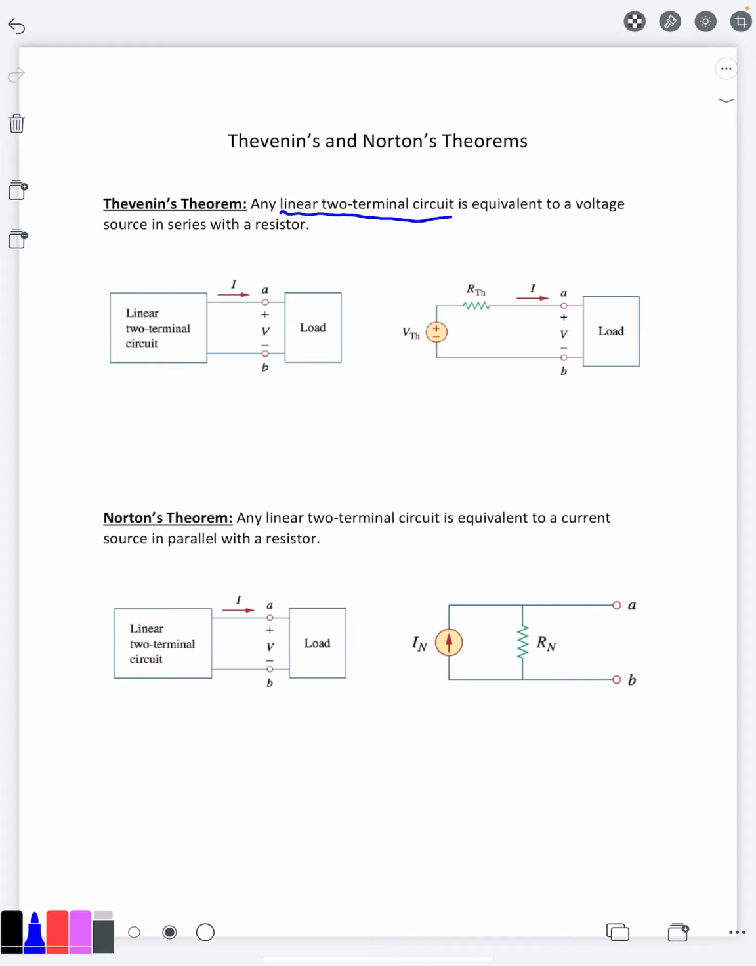Now, what is a two-terminal circuit? So the idea is you have some sort of a circuit with sources and resistors and maybe another source and who knows, maybe more resistors. But the idea is you're going to have these two connectors drawn off of that, and those are going to be called the two terminals of your circuit.